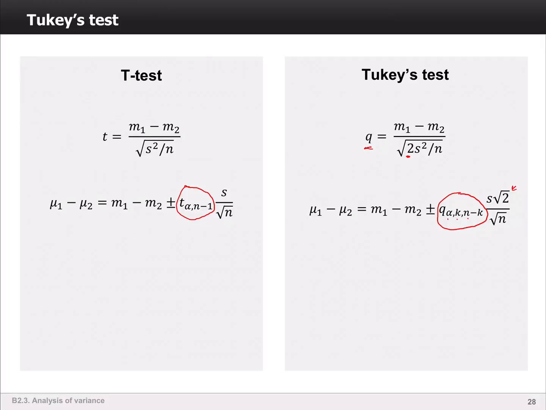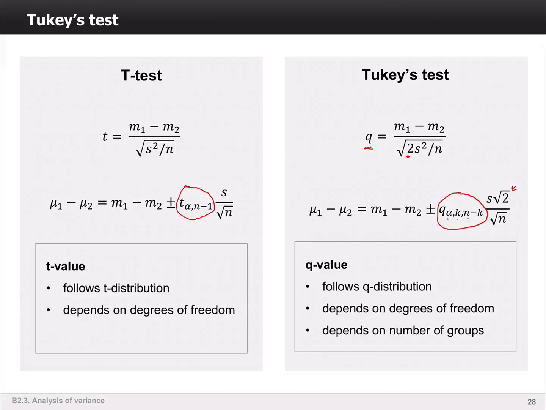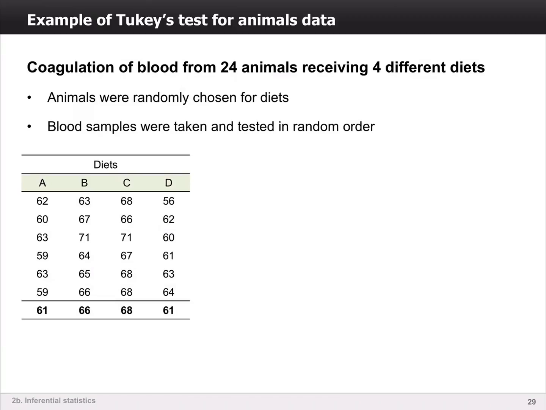If the t distribution takes into account the sample size, how small the sample is, the q distribution also takes into account how many groups you compare using the same sample. That's it. Then, if the t-value follows the t distribution and depends only on degrees of freedom, the q-value follows the q distribution and depends on degrees of freedom and the number of groups. So that's the difference. We will not talk in detail about the q distribution. I'll just show you how to use Tukey's test and then how to interpret the results.